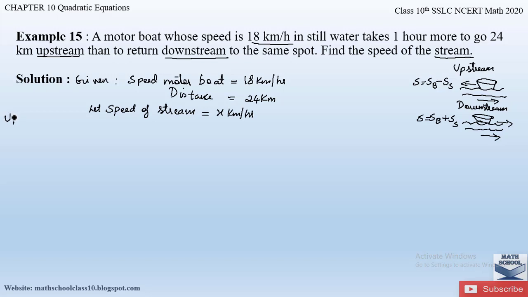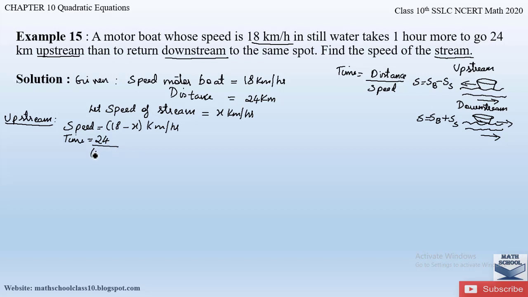Now let us calculate the speed and time taken in upstream and downstream. In case of upstream, the speed is the motorboat speed minus the speed of the stream. What is the motorboat speed? It is 18 kilometers per hour, minus the speed of the stream, x kilometers per hour. So it is 18 minus x kilometers per hour. What is the time taken? Time taken is equal to distance divided by speed. The distance covered is 24 kilometers, so it is 24 divided by 18 minus x hours.